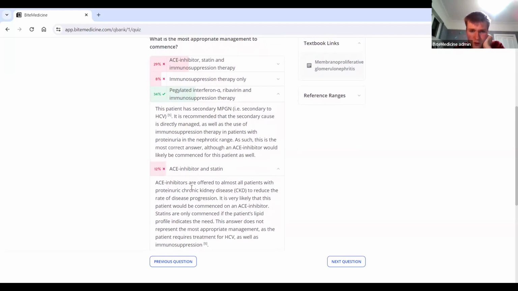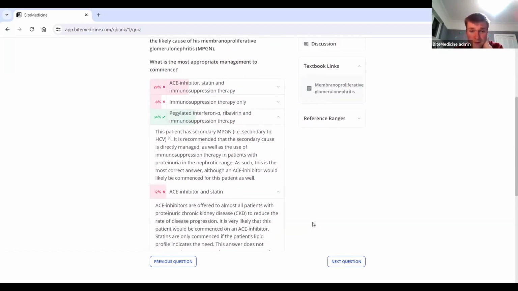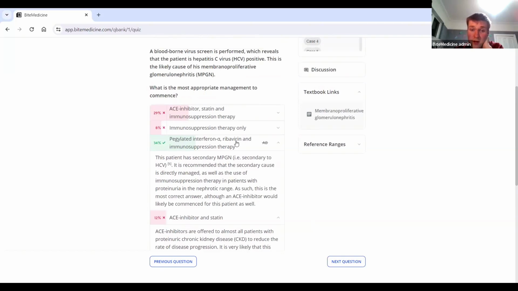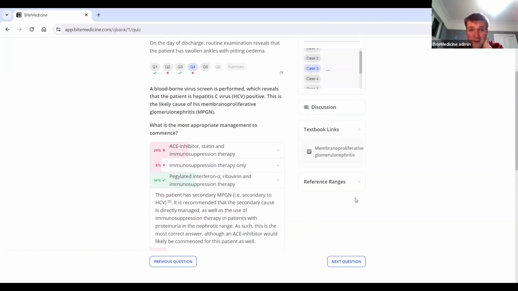ACE inhibitors are offered for almost all patients with CKD to reduce the rate of disease progression. It's very likely they would be commenced on an ACE inhibitor. Statins are only commenced if the patient's lipid profile indicates the need. This answer does not represent the most appropriate management. Okay, fine. So there we are. We needed to treat the hepatitis C virus.